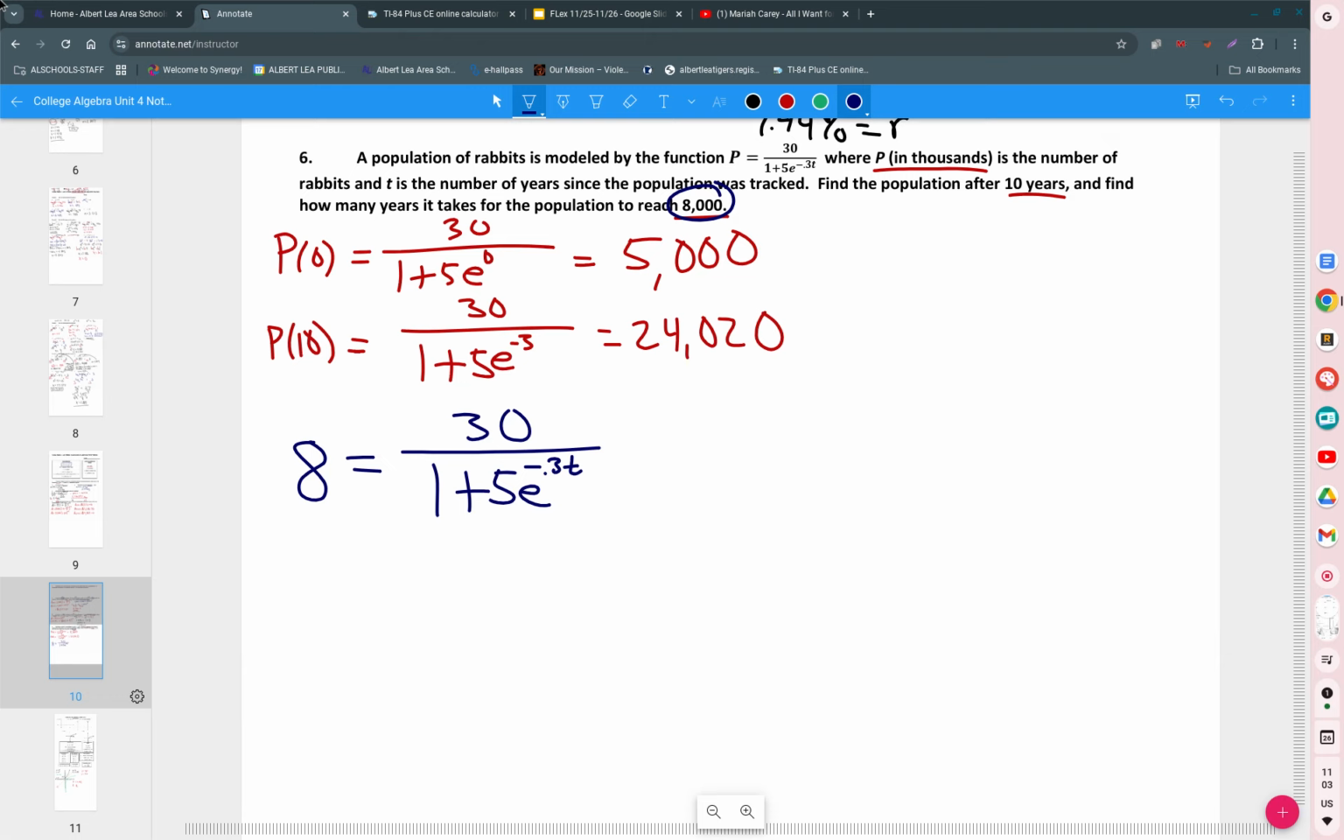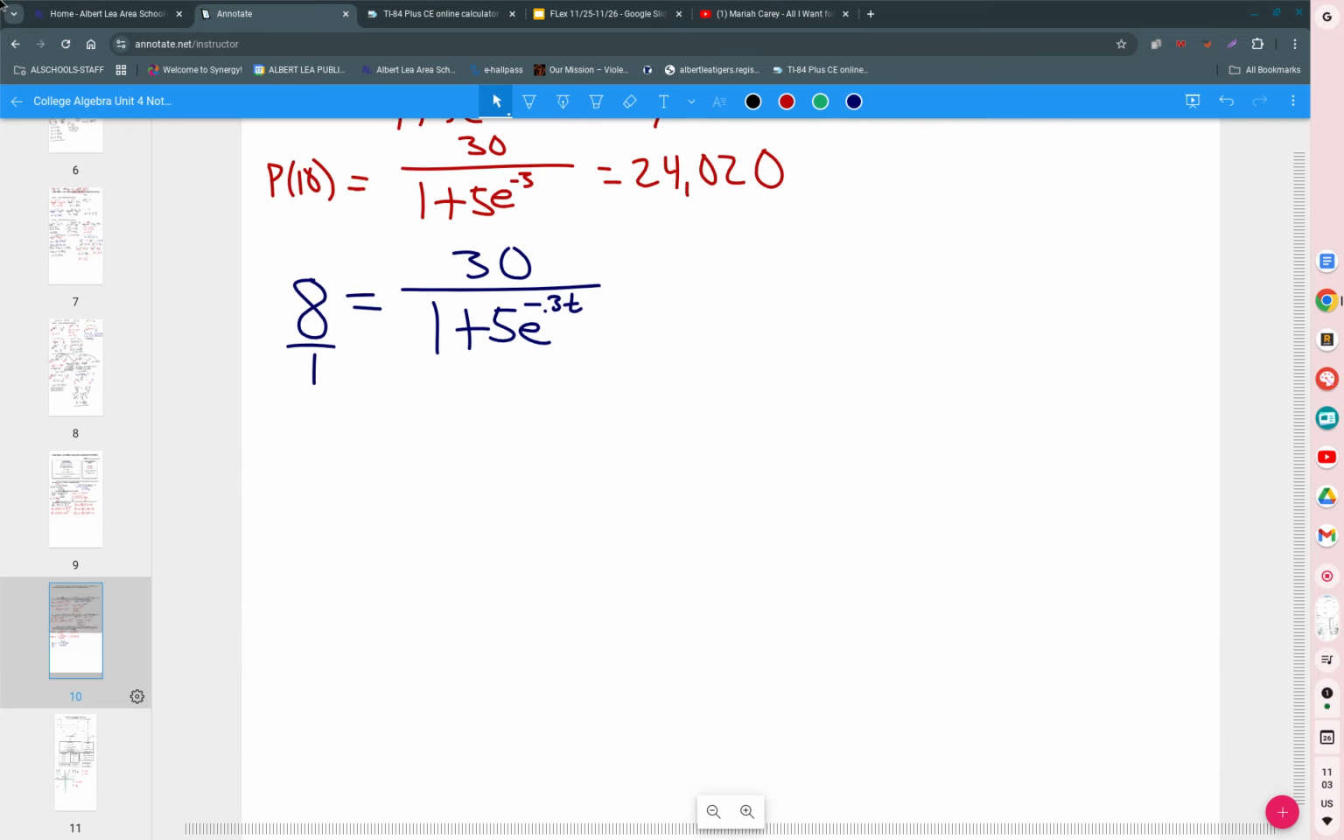I can't state enough that you guys are graduating from college algebra, which means that any equation you see, you should be able to solve. That's the expectation moving forward. I had a problem just like this on your assignment. Anybody remember how they solved this? Would you multiply by 1 plus 5e to the negative 0.3t? You could do that, or, Kira, you could write 8 over 1 and cross multiply. That's how I love to handle these fraction situations. I get 30 is equal to 8 plus 40e to the negative 0.3t.